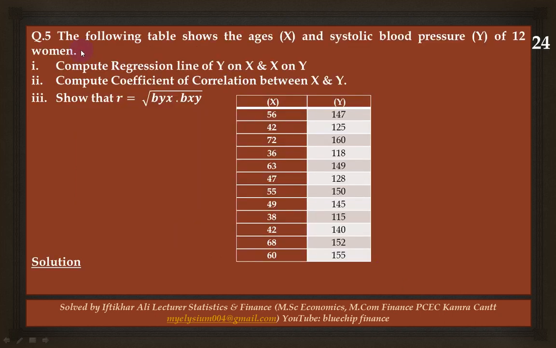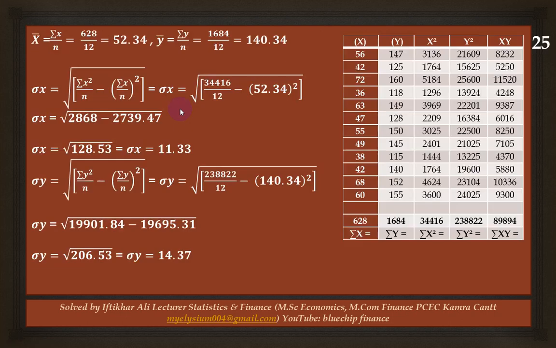Question number 5. The following table shows the ages X and systolic blood pressure Y is given here of 12 women. Number 1, compute regression line of Y on X and X on Y. Number 2, compute coefficient of correlation between X and Y, and show that the correlation coefficient is the geometric mean of two regression coefficients.